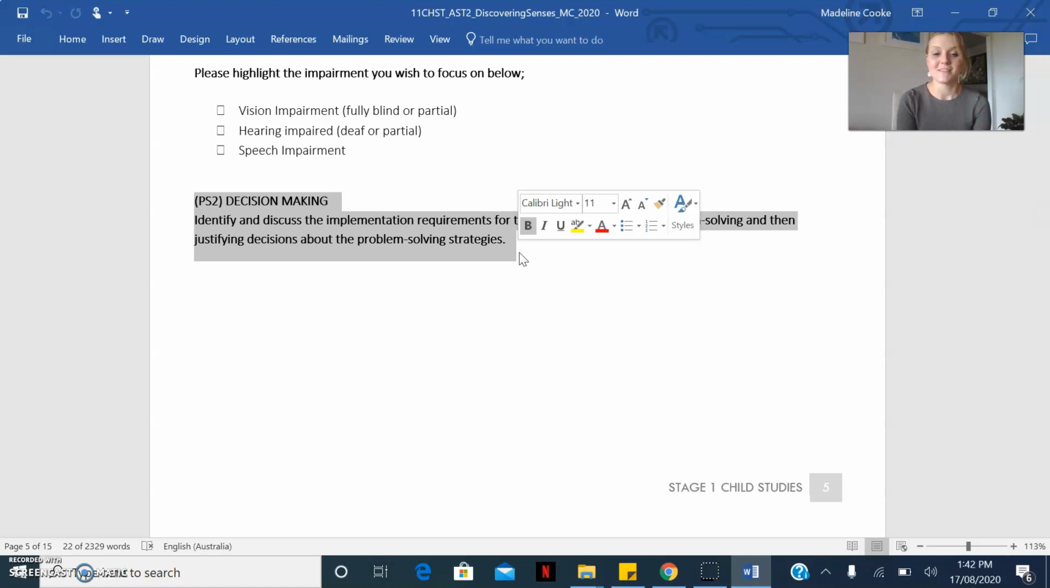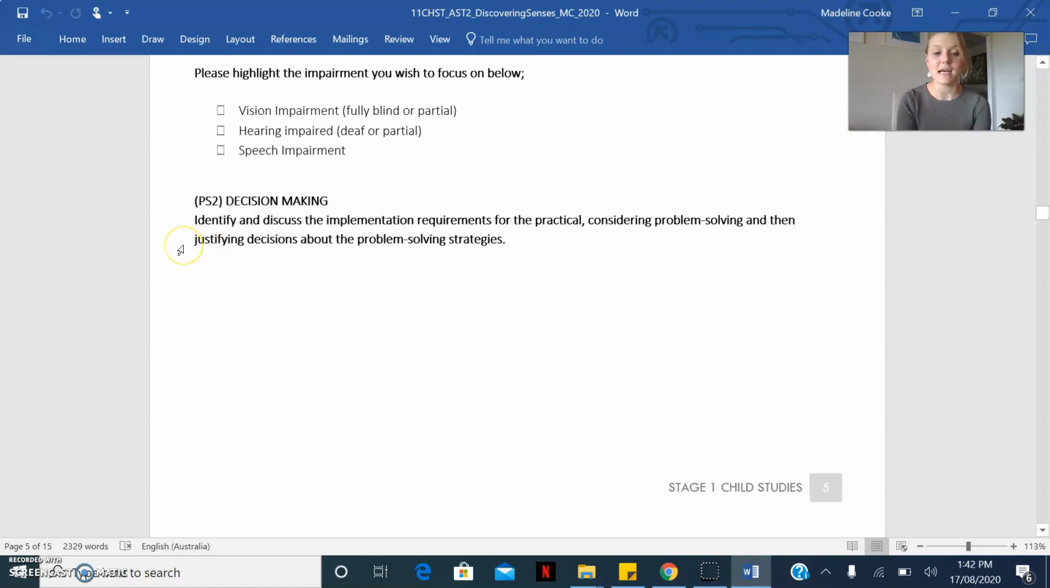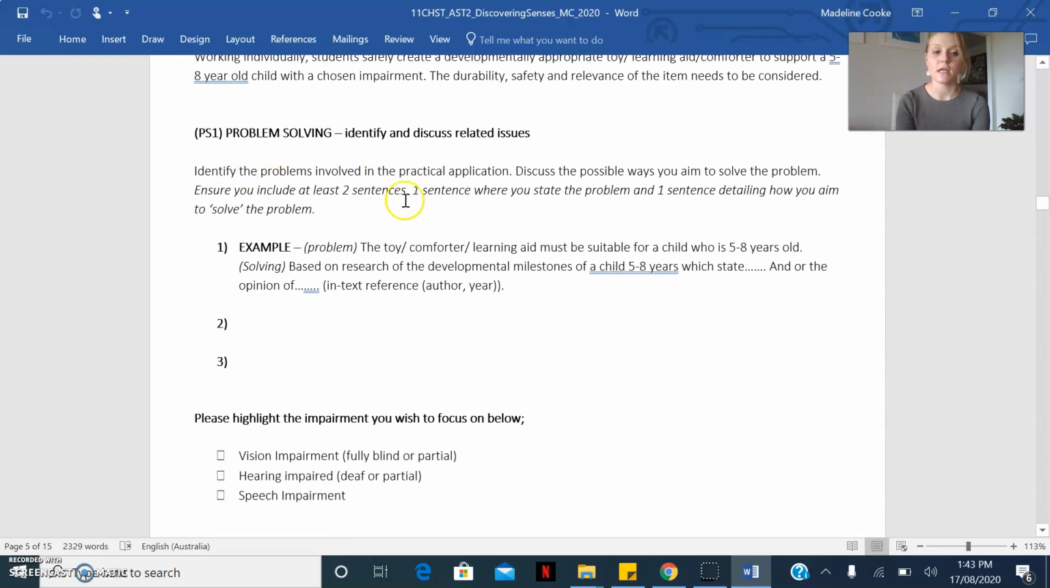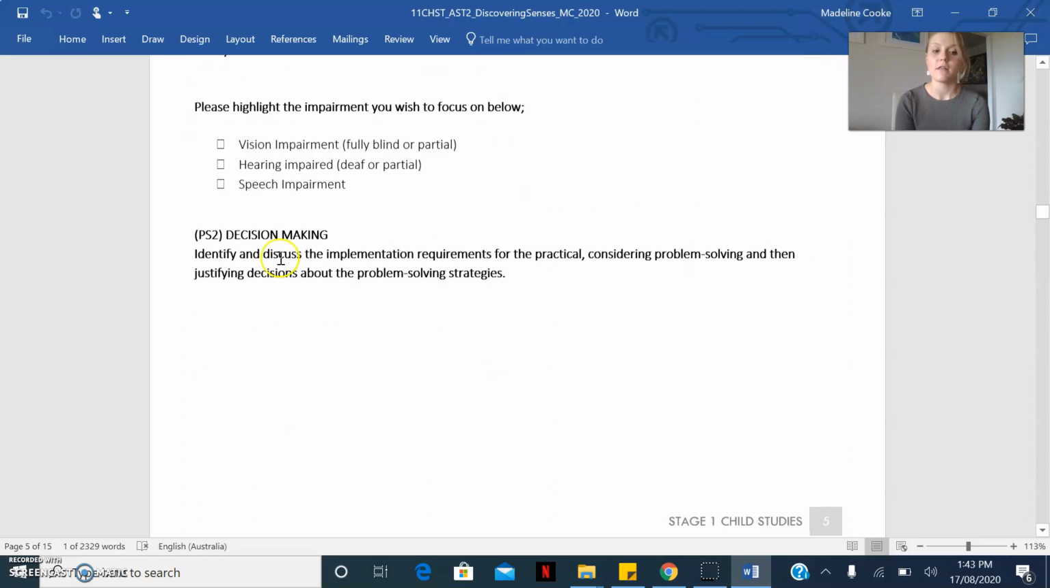Now, this part of the assignment is all based on you and your decisions and your reasoning and your interests. Okay, so you're going to identify and discuss the implementation requirements for the practical, considering problem solving and then justifying decisions about the problem-solving strategies. So you're going to problem solve and then justify why you've chosen to do it like that. Now, in this first table, so remember, all of these tables, this whole thing, even here, part 1, problem solving in performance standard 1, and then performance standard 2, decision making, the whole action plan is 400 words.